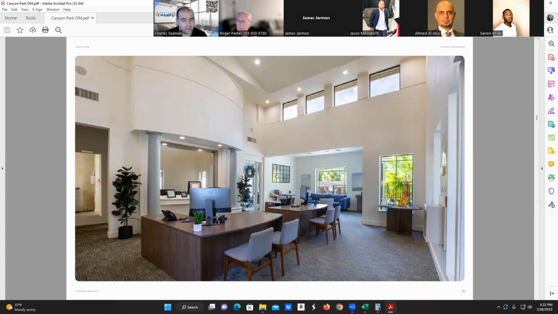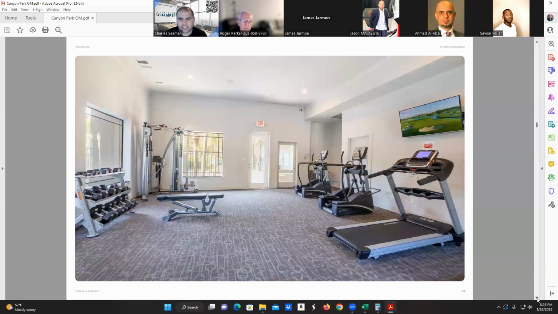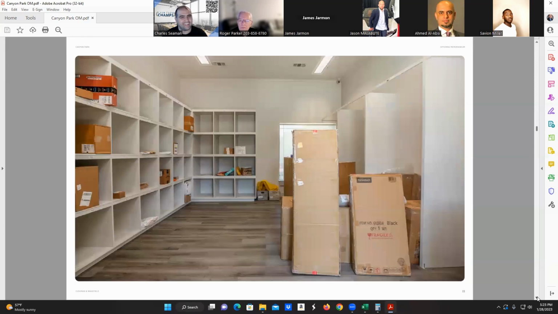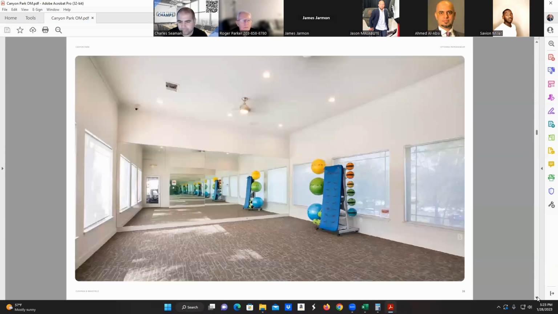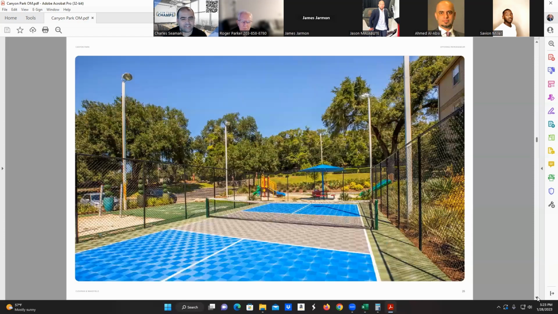Nice high ceilings in the clubhouse, nice professional layout here in the leasing office and clubhouse, so that's good. You can see they've obviously put some money into this. It looks like the fitness center, I was going to say it may be sizable, but it may just be the photography. This may be the entire fitness center right here, so it's hard to say. And it looks like some type of mail or package room. But overall, a nice clean asset.